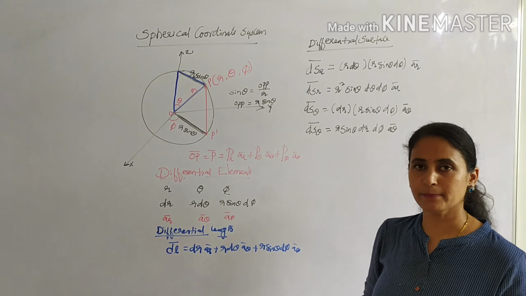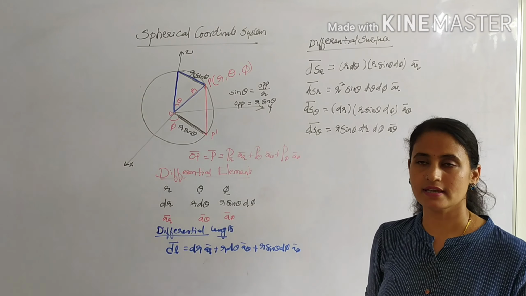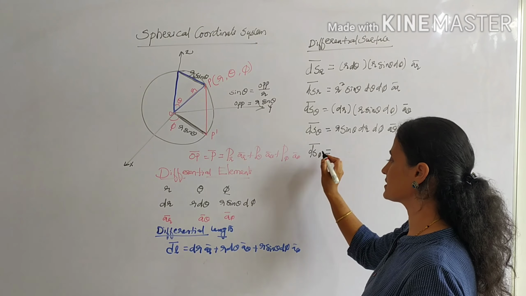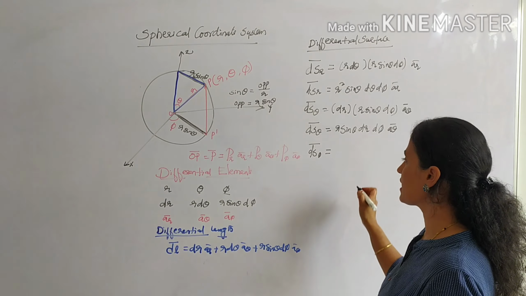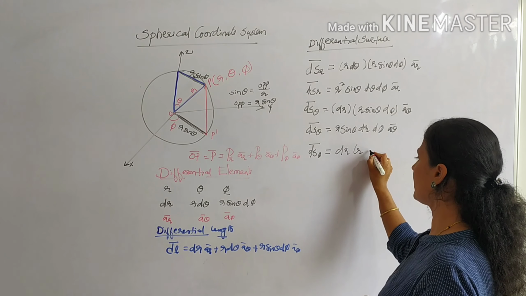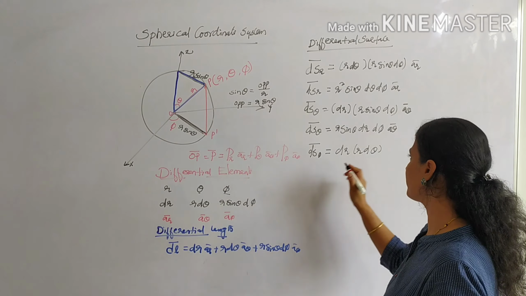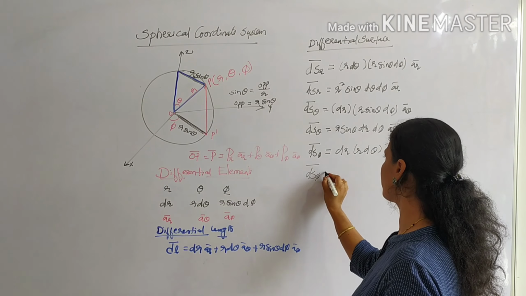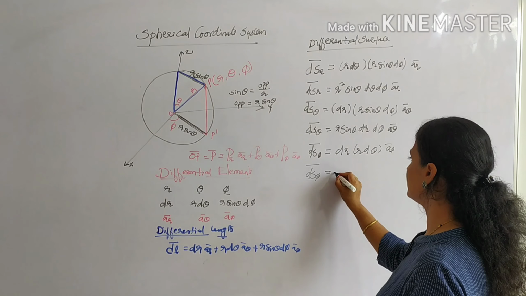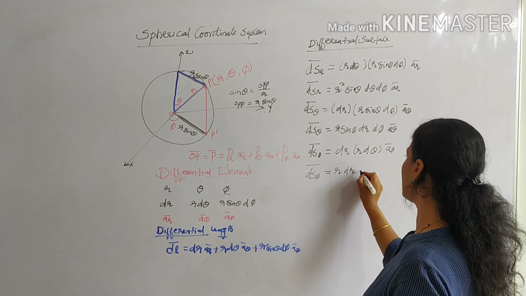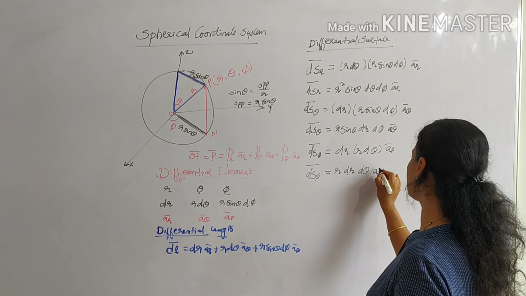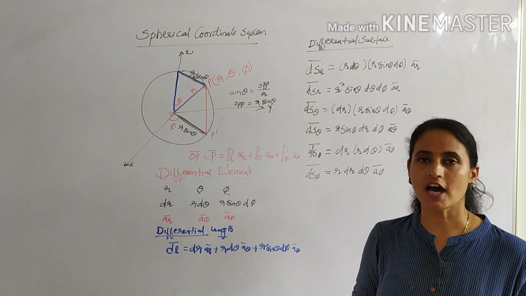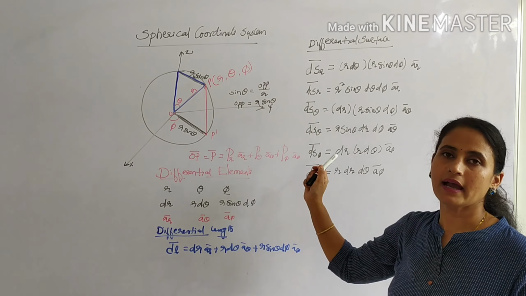In the same way, let us write the differential surface normal to phi. The two sides of the surface are dr and r d theta, and normal to phi is a phi. So the differential surface normal to phi is r dr d theta a phi. In this manner, the three differential surfaces normal to each coordinate can be obtained.